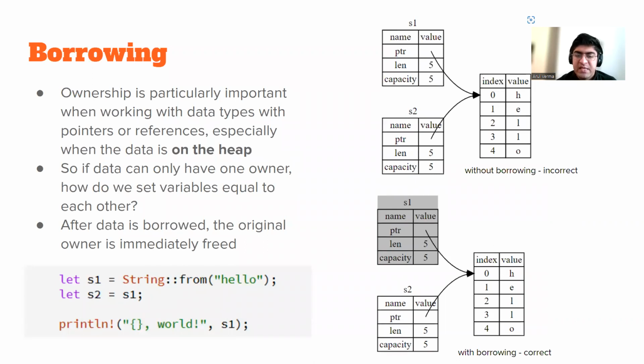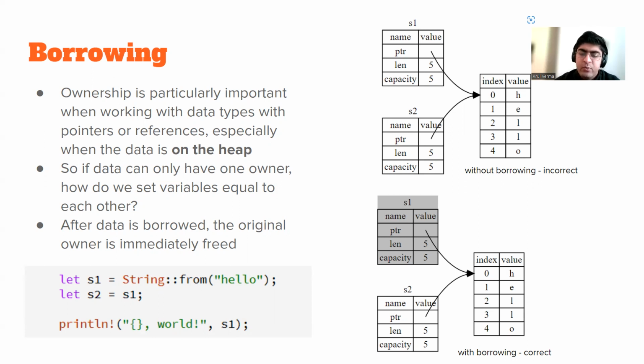So the concept of ownership is that, as we said, only one person can own the data, right? Only one person can own the original value. So that brings up an interesting question. If only one person can own the data, in this case, when we declare s1 equals String from hello, only s1 owns the data. So when we do let s2 equals s1, that's valid code. That's something we can do. So why and how can we do it? What makes it work?